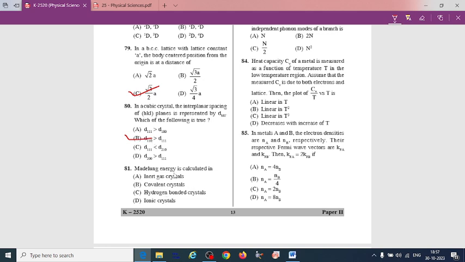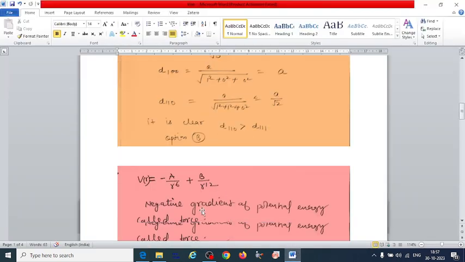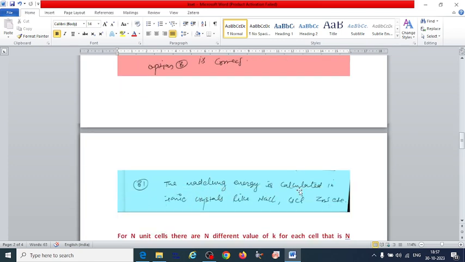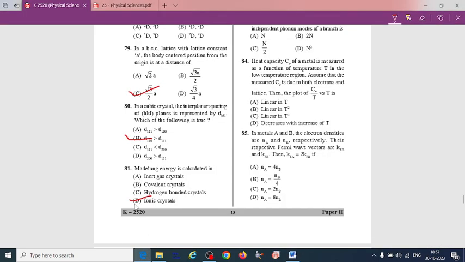So next question: Madelung energy is calculated in, among inert gas, covalent, hydrogen bond or ionic. The correct answer is D, ionic bond, because as we know, the Madelung energy is calculated for ionic crystals like sodium chloride, cesium chloride, zinc sulfide. So the correct option is D.